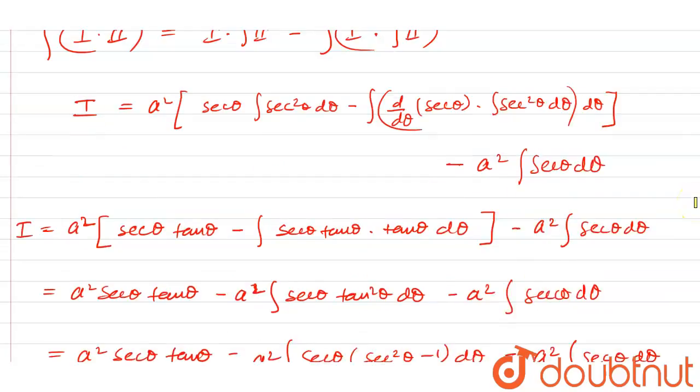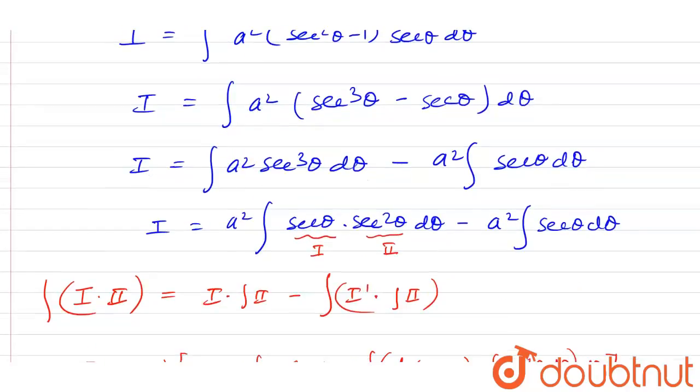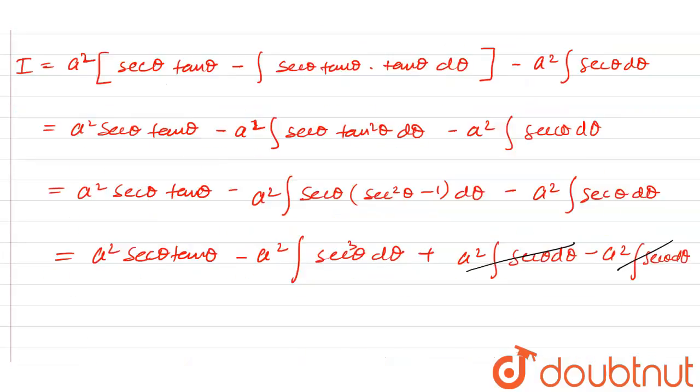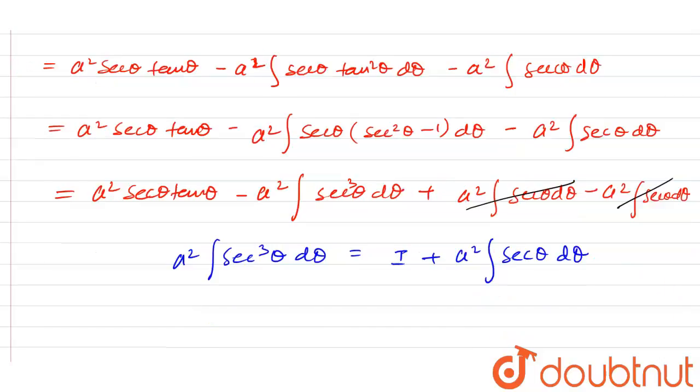Now if we see, our I is equals to integration of a square sec cube theta minus a square integration sec theta d theta. So in place of integration of a square sec cube theta d theta we can write I plus a square integral sec theta d theta.